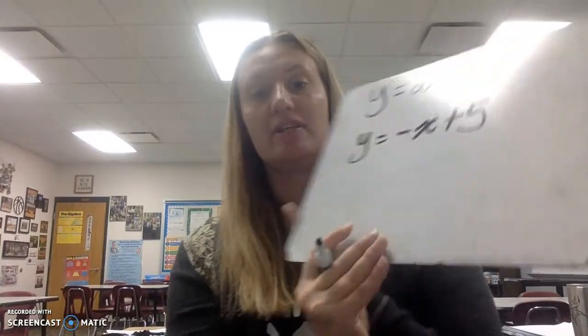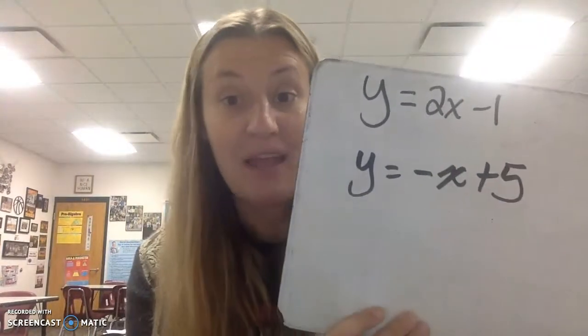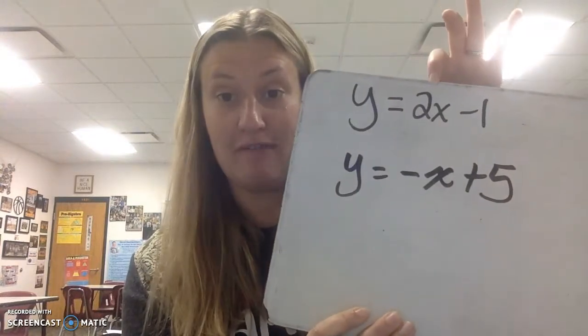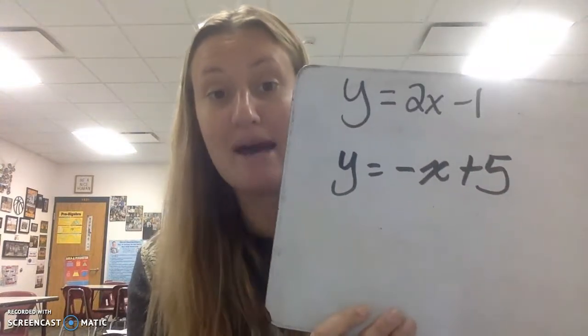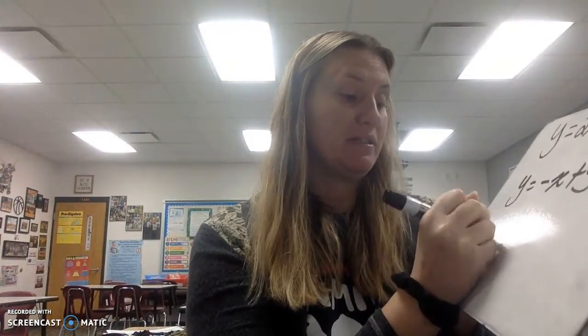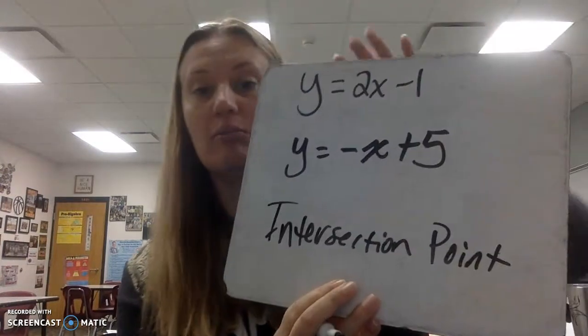So in this video, we're going to talk about how to solve a system of linear equations through graphing. And so what you're going to have is two linear equations. And basically, I'm going to have to graph the top one. I'm going to have to graph the bottom one. And what you're looking for is the intersection point. Okay, so the point that lies on both lines.